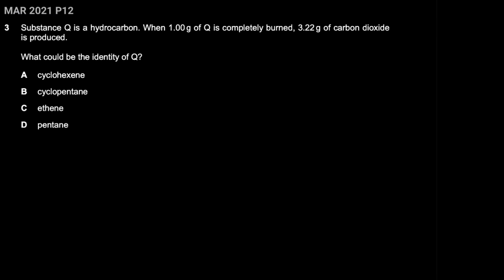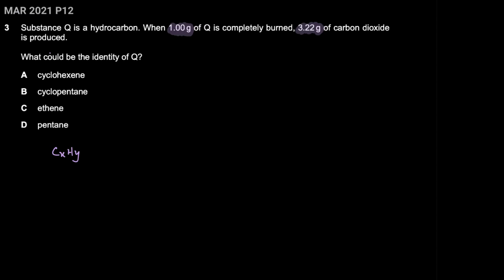Now, we know that Q is a hydrocarbon, so it has the formula CxHy. And we have to figure out this ratio, x is to y. We need to figure out the molar ratio of carbon to hydrogen to first be able to determine the identity of the hydrocarbon. Now, they have given us combustion data. They've told us how much of the hydrocarbon we have, but we don't know the identity, and they've told us how much carbon dioxide is produced. So we can use that second piece of information.